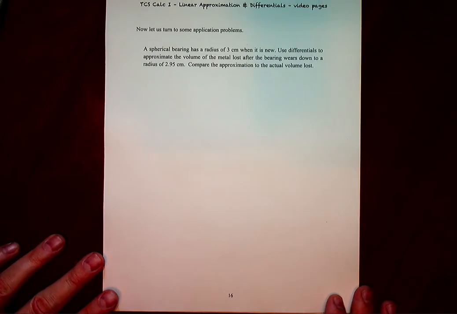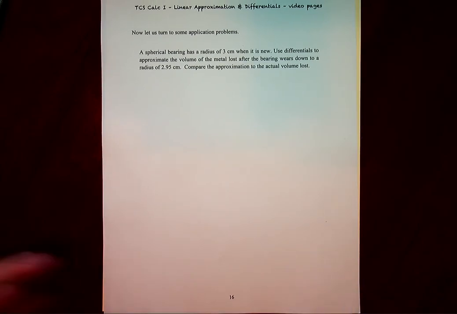Now, of course, this can be used to deal with real-world applications. So you're going to encounter an occasional word problem, and you're just going to have to mine it for the information that you need. Now, a spherical bearing has a radius of 3 centimeters when it is new. Use differentials to approximate the volume.